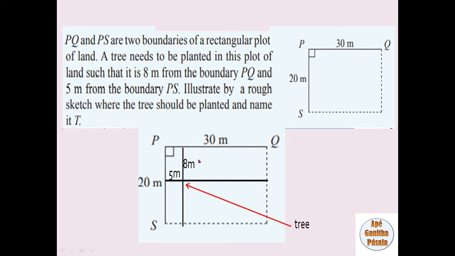We need to satisfy two conditions: 8 meters away from PQ, 5 meters away from PS. So what is the point satisfying both conditions? This is the point, the crossing point. Then the suitable place to plant the tree is this point. Name that point. So this is the rough sketch.